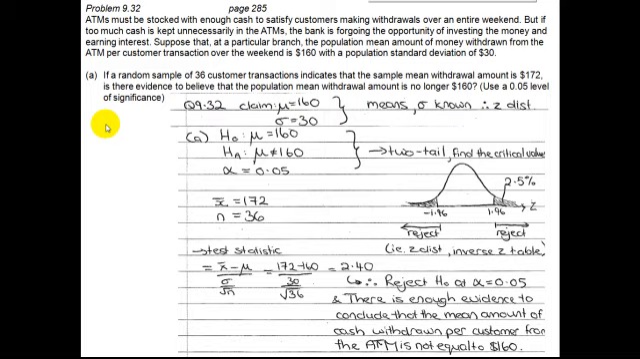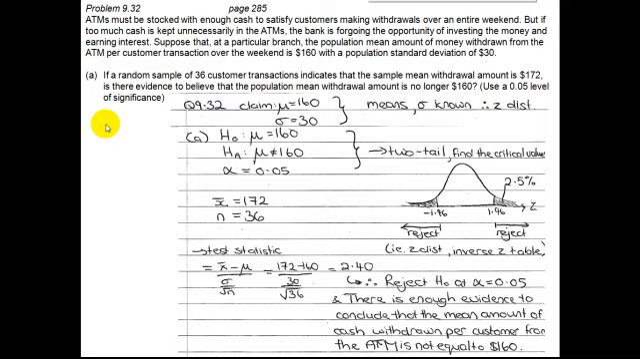Now we're told, suppose that at a particular branch the population mean amount of money withdrawn from the ATM per customer transaction over the weekend is $160 with a population standard deviation of 30. So we've been given some information about our population mean and population standard deviation.